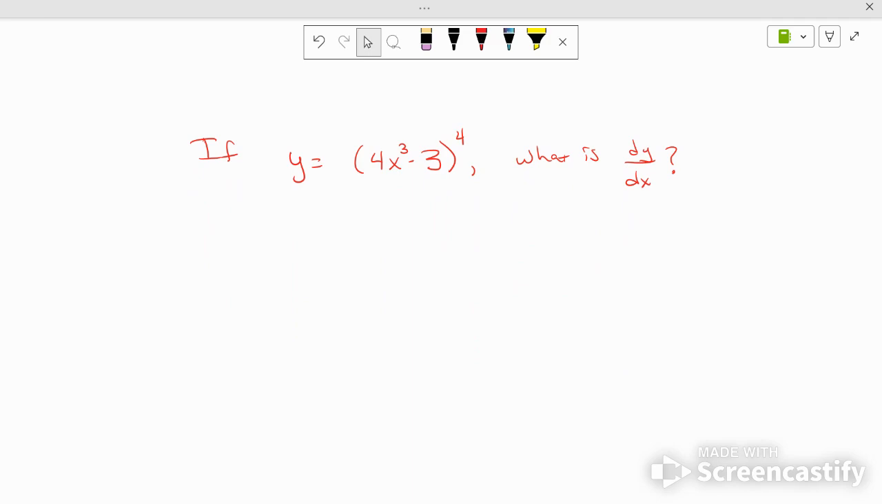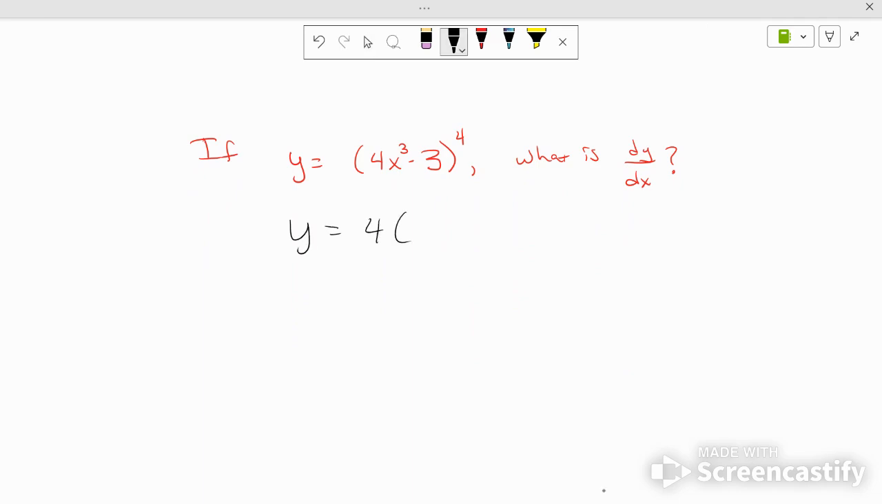Chain rule again. Like I said, this test is lots and lots of chain rule, but you have the other rules built in. So you have to know the product rule. You have to know the quotient rule and so on. So chain rule here.